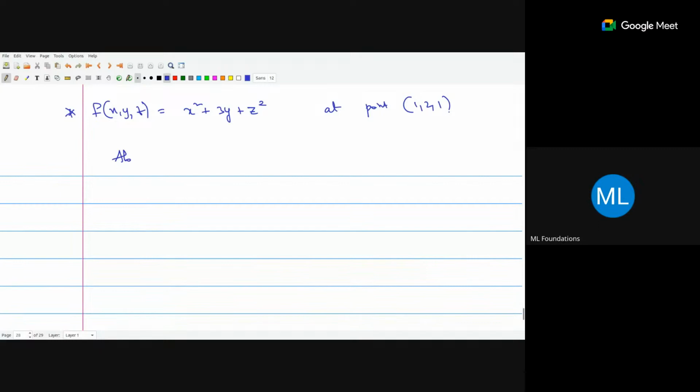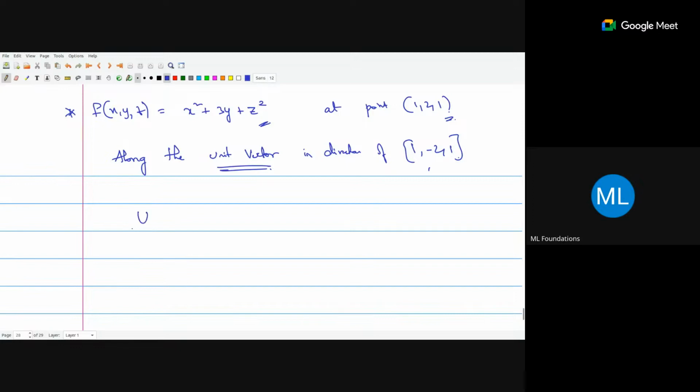So along the unit vector in the direction of 1 comma minus 2 comma 1, is that correct? Yeah. So in the direction of this, I want the directional derivative of this particular function at this point. Okay. So if I have to compute that, I need a few things. Firstly, I need the unit vector in the direction of this. So what will be the unit vector?